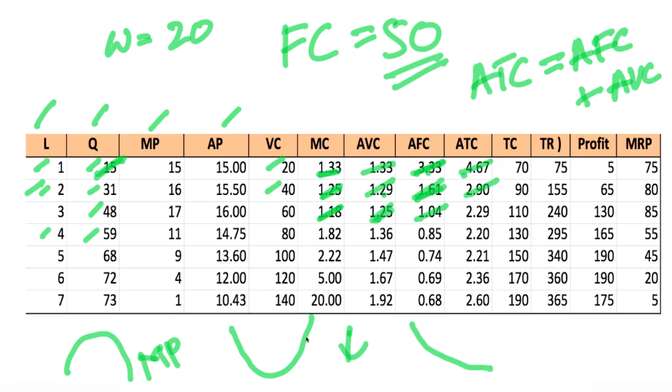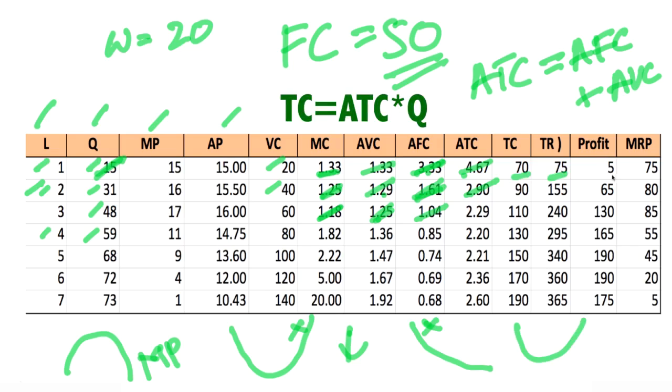So when you add the average variable cost and the average fixed cost, you get a U-shaped curve as well. Now look at the profits. Profit is nothing but total revenue minus total cost. How are we going to calculate total revenue? Price into Q. Let's suppose the price is equal to 5 as before. So 5 into 15, which is 75, and so on.